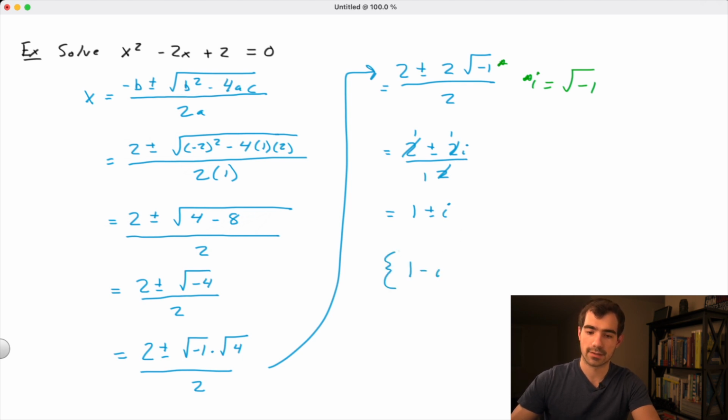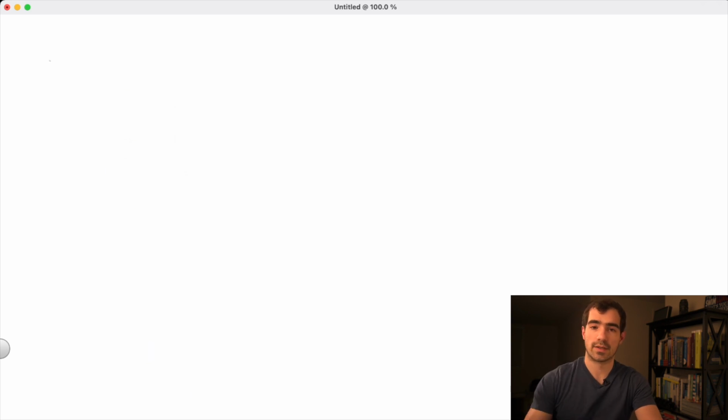And so with our final solution of 1 minus i and 1 plus i, we can see that some quadratic equations have these complex solutions. Now there's going to be a lot more to explore with imaginary numbers. In fact, there's entire courses worth of exploration of imaginary numbers. In the next few videos, we'll focus on operating with them, so adding and subtracting, multiplication and division.